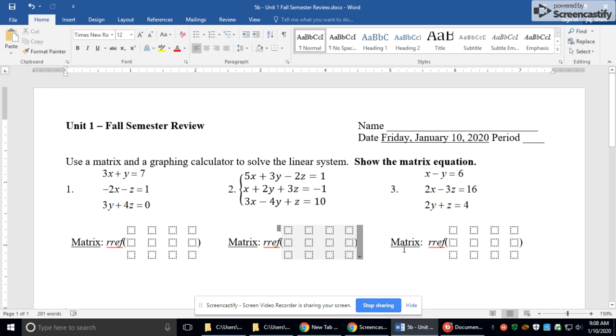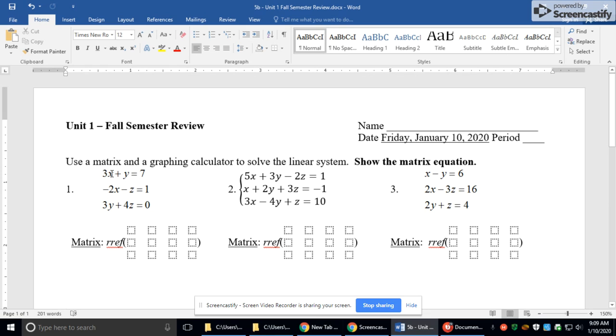Hey everybody, welcome to the Unit 1 Fall Semester Review. This is the last unit over the fall review, and it's just over systems of equations. So let's go ahead and get started.